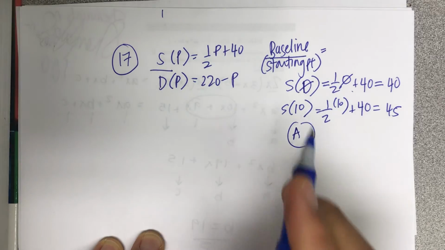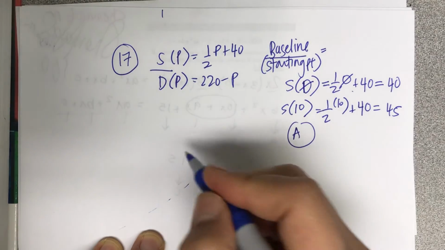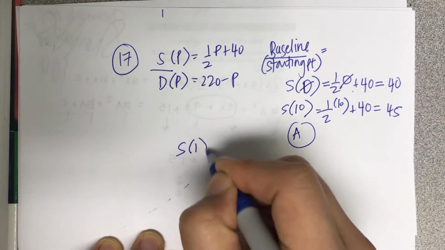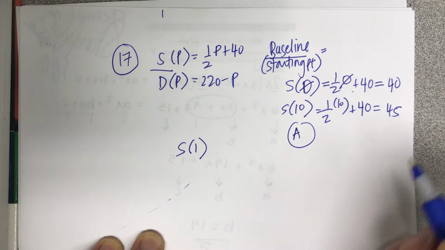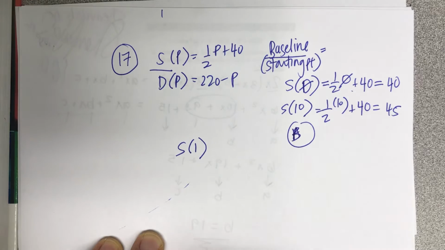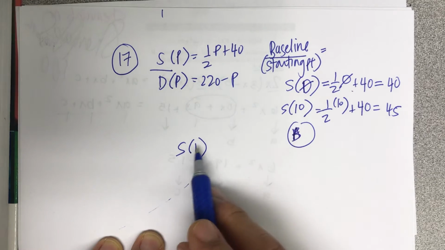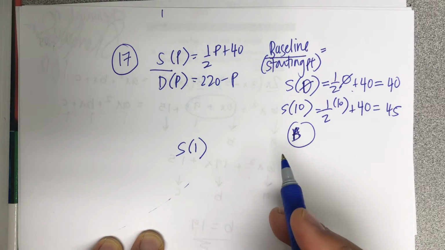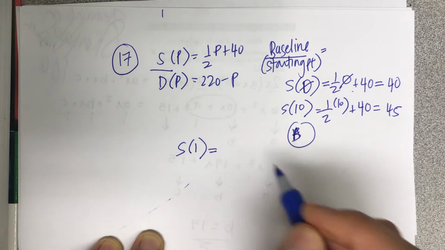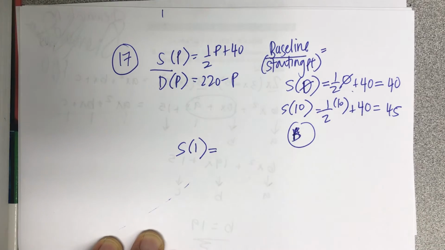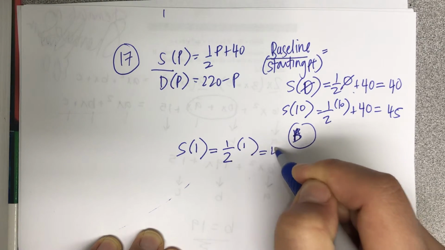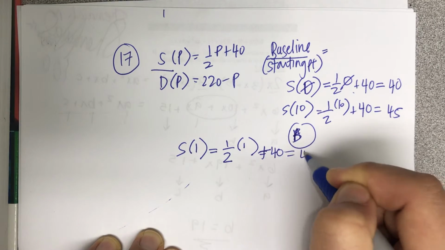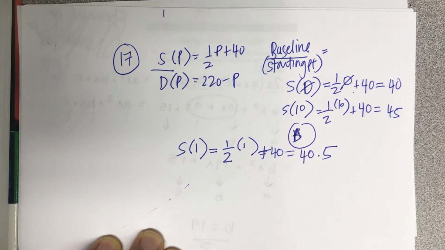Let's just say, though, that you didn't start off with 0, and instead you started off with 1. Oh, I'm sorry, B. Thank you. Let's say that instead of 0, you start off with 1. Any number will work, okay? If you go with this, it's just going to be a decimal, but you're allowed to use your calculator. Half times 1 is half, plus 40 is 40.5.